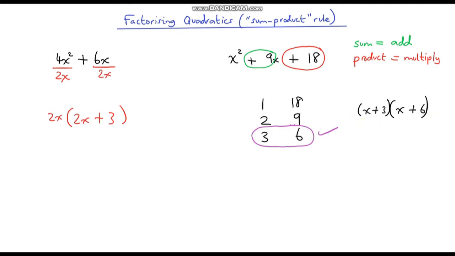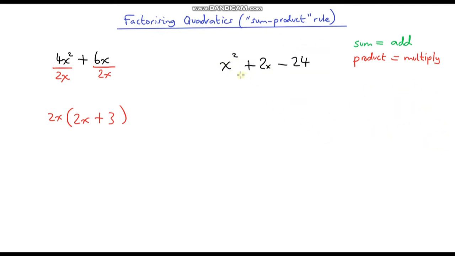And we can always check our answer ourselves by doing the opposite of factorising, which is expanding. So if I expand these double brackets, I should be left with my original expression. So let's just try that. x times x is x squared, and I'm just using the FOIL technique. x times 6 is 6x. 3 times x is 3x. And then 3 times 6 is 18. And I can just simplify this. 6x plus 3x gives me 9x. So I'm left with x squared plus 9x plus 18. And that is exactly what I started with. So I have factorised this correctly.